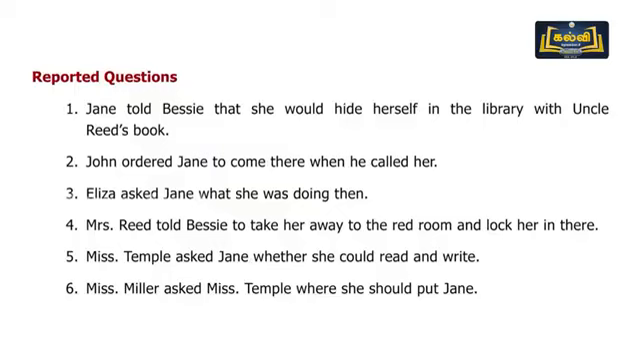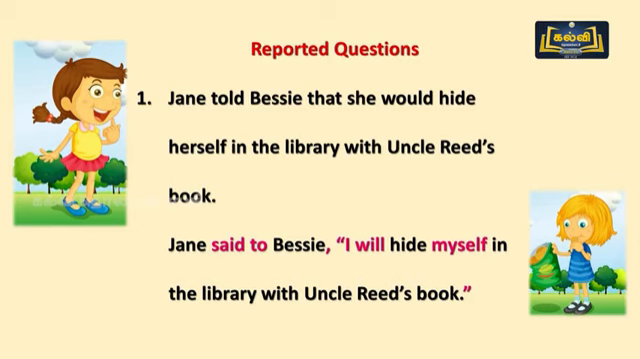You will classify all this accordingly, according to the main part of the sentence. See here, Jane told Bessie that she would hide herself in the library with Uncle Reed's book. So this is indirect speech. Now we have to change it into a direct sentence. Jane said to Bessie. Till then the sentence will be the same. See, told is given. Now you are changing it into said to. To is a conjunction used here.